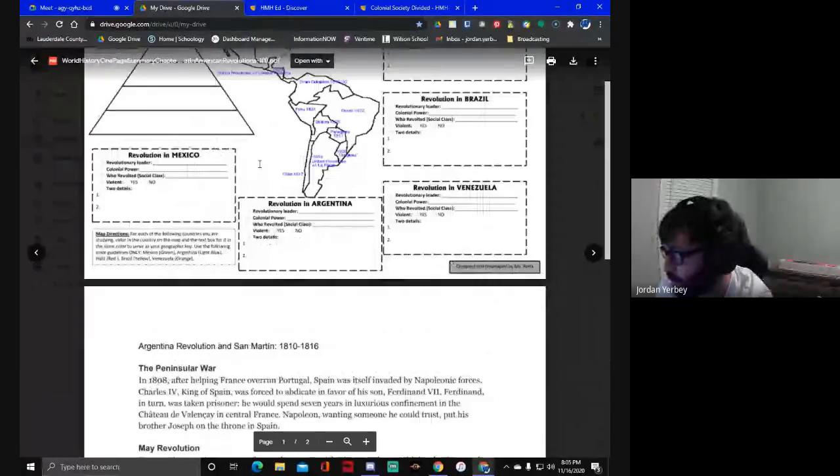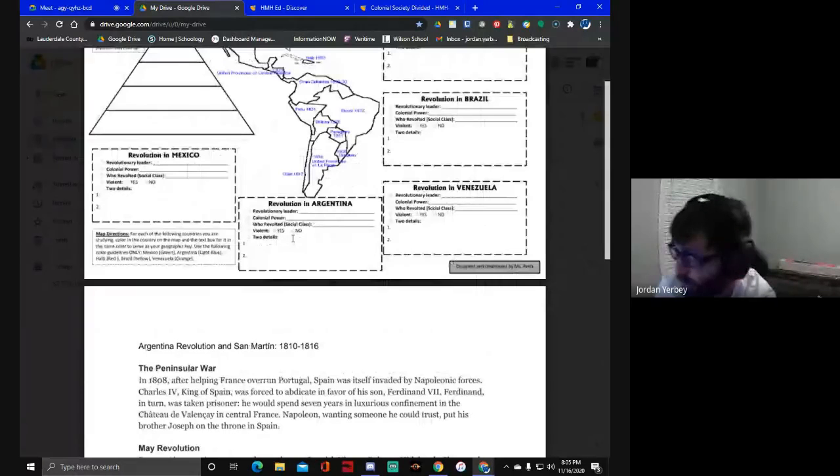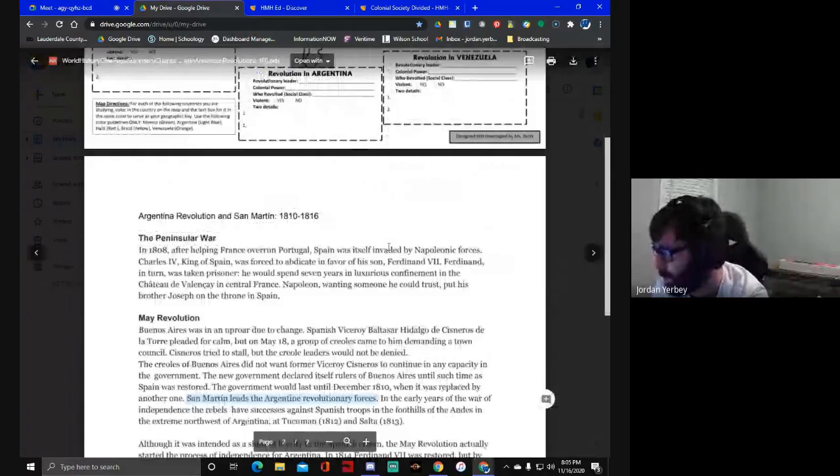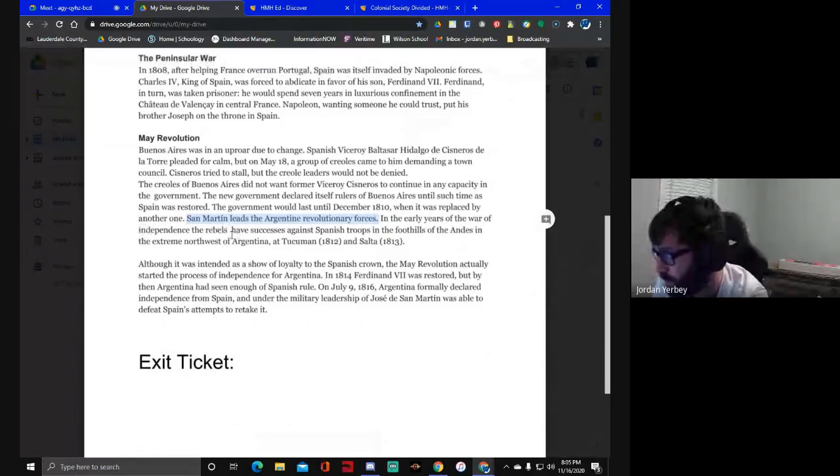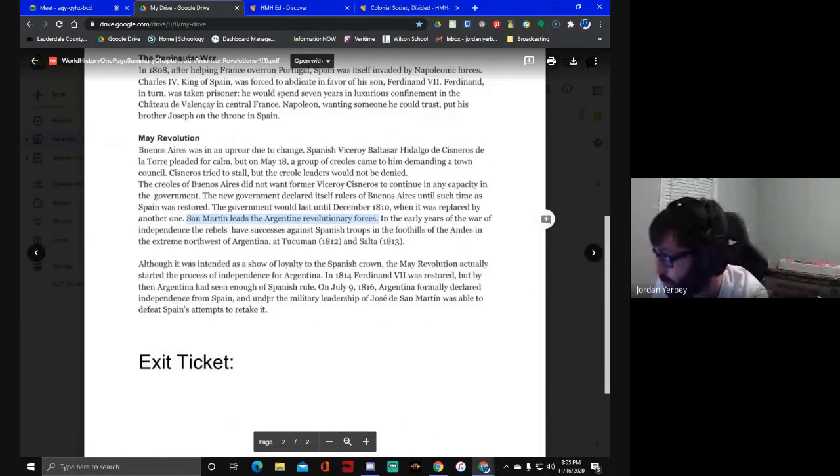It asks if the revolution was violent. Well, violence means that a war takes place, or a battle takes place, or someone dies. Down here it talks about the early years of the war, the independence movement, where the rebels had success against Spanish troops, so they did fight. Military leadership, things like that mean there was fighting.